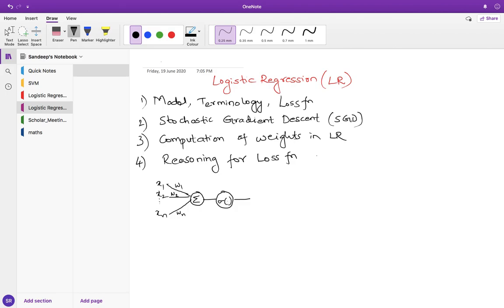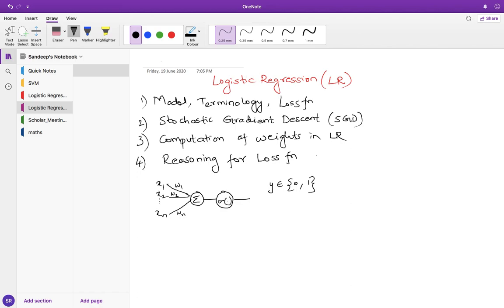Since logistic regression falls under the category of supervised machine learning algorithms, we assume that we have the input data with its corresponding labels. Here I'll be restricting to binary classification, so I consider that there are two classes. So y belongs to either 0 or 1, and the input belongs to any of these two classes.